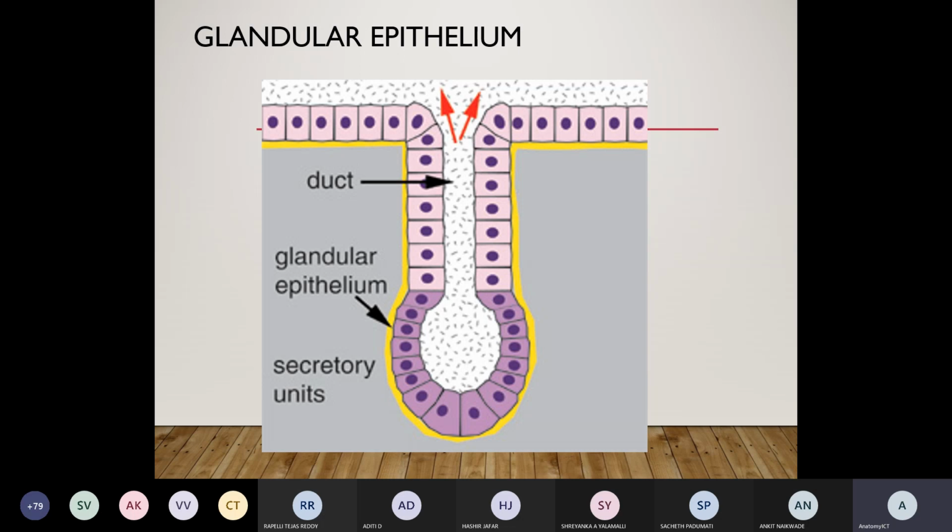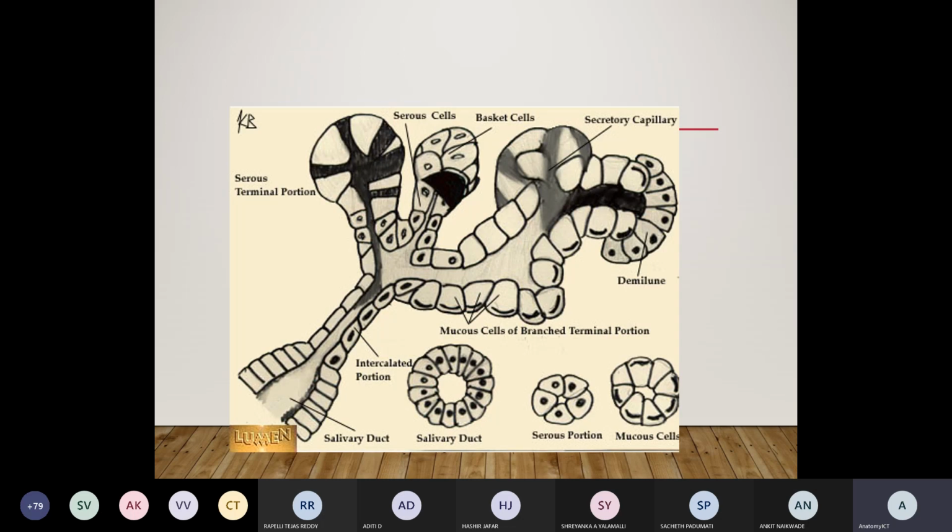So this is how the gland's secretory unit opens into the ducts, and that mainly opens into the main duct. This is how the passage of the glandular epithelium will be. This is the best example. The figure is showing it very clearly.